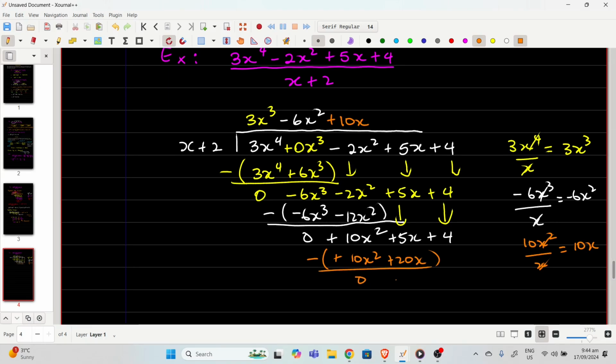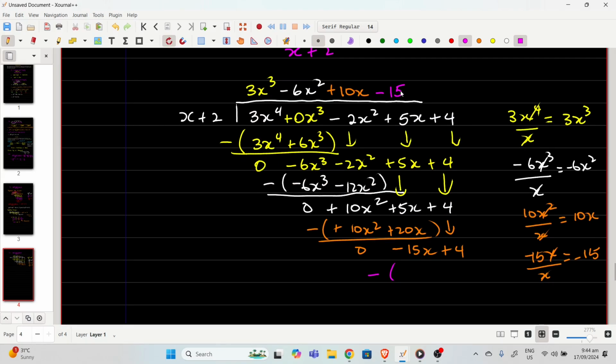This is going to give me negative 15x, bring down the 4, positive 4, and then I have negative 15x divided by x. That will give me negative 15. So I'll put the negative 15 here.